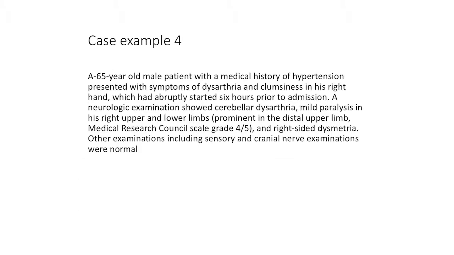A 65-year-old male with a medical history of hypertension presented with symptoms of dysarthria and numbness in his right hand, which had abruptly started 6 hours prior to admission. A neurological examination showed cerebellar dysarthria, mild paralysis in his right upper and lower limbs, prominent in the distal upper limb, Medical Research Council grade 4 out of 5, and right-sided dysmetria. Other examinations, including sensory and cranial nerve examinations, were normal.